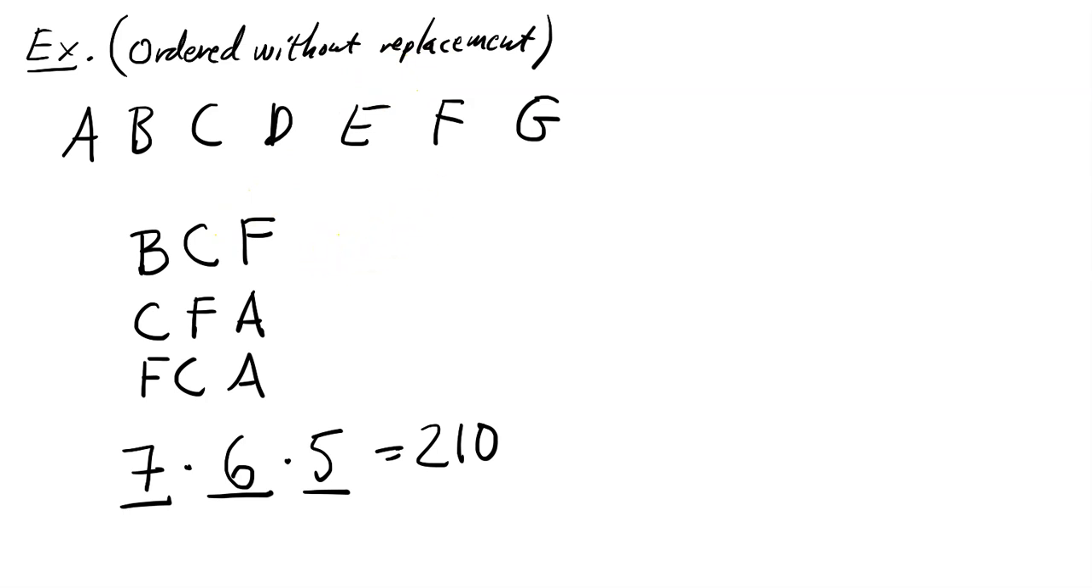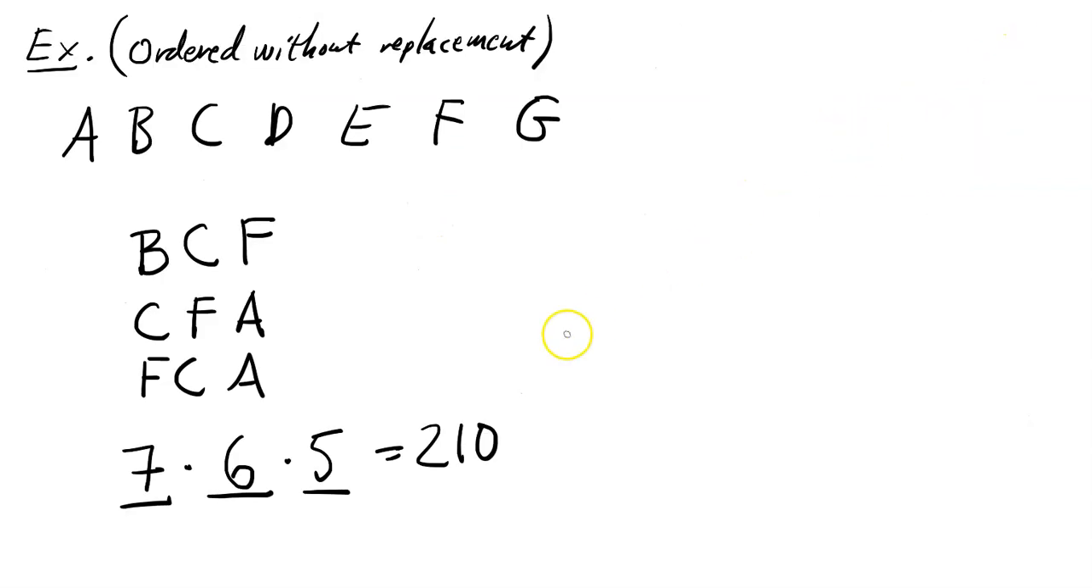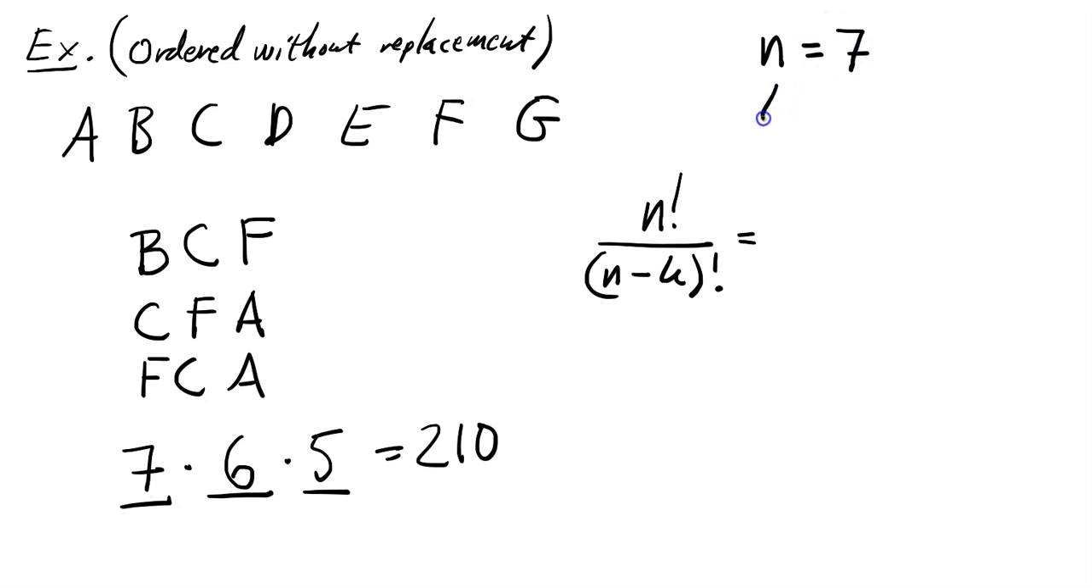So let's look here at what we had. For ordered without replacement, we have this formula. So we have n factorial divided by n minus k factorial. And what is n? n is the number of letters we have. And k is how many letters we pick. We have a 3-letter word.